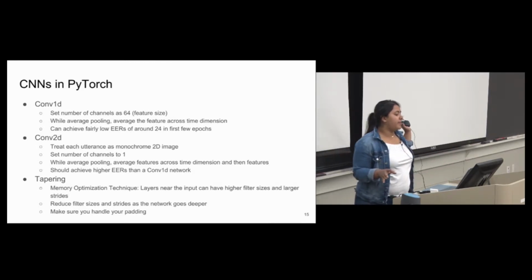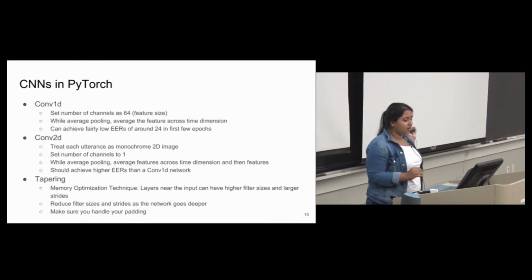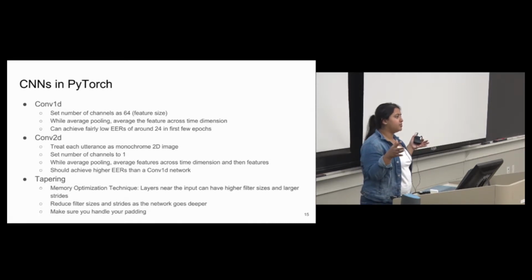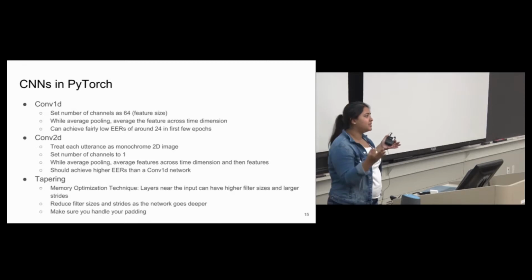A better way to do this would be 2D convolutions. As we learned previously in our class, the 2D convolution is used basically on an RGB image, so that's why we consider 3 channels.